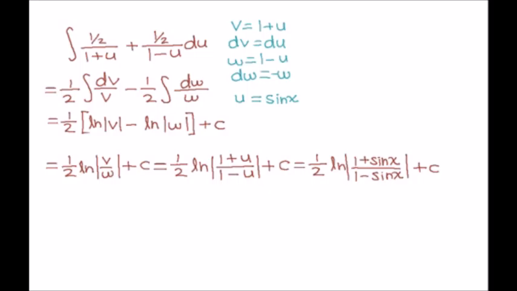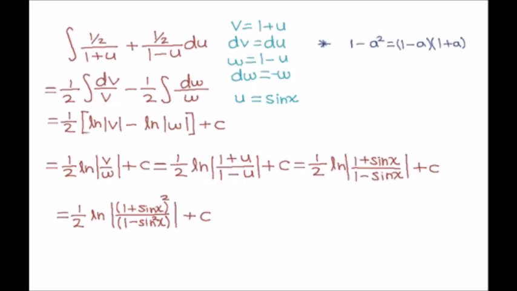So now, if you multiply the expression inside the natural log by 1 plus sine x over 1 plus sine x, we get 1/2 the natural log of (1 plus sine x) squared over 1 minus sine squared x. And the reason I did this is because we can simplify the denominator in the natural log by replacing it with cosine squared x due to the identity sine squared x plus cosine squared x equals 1.